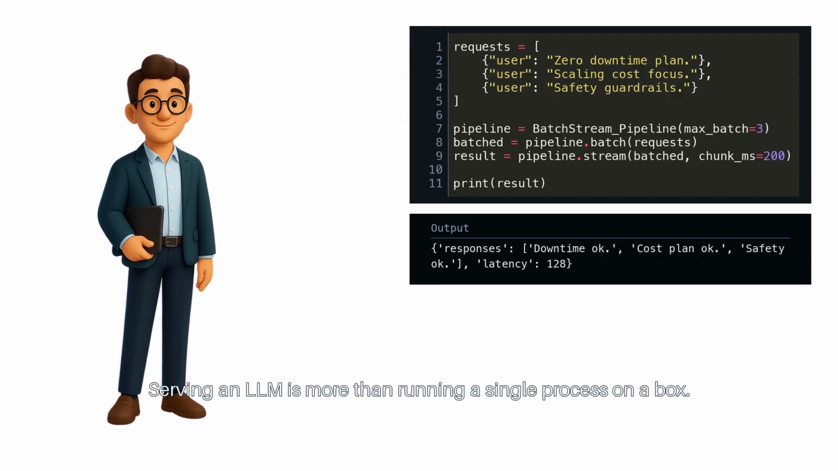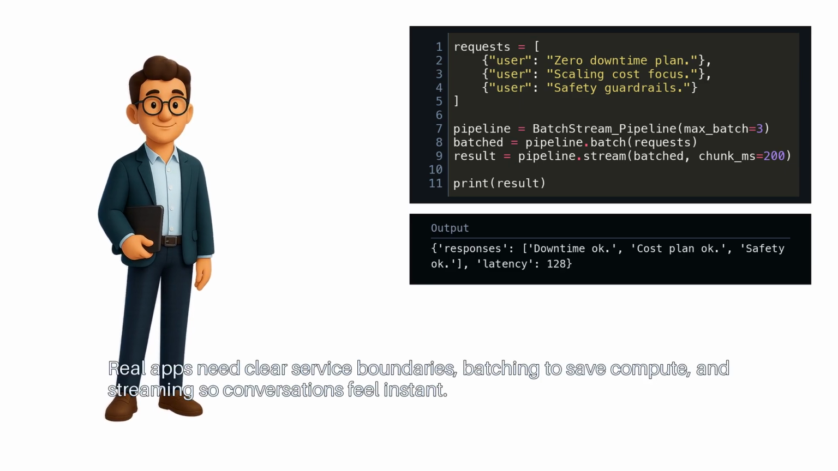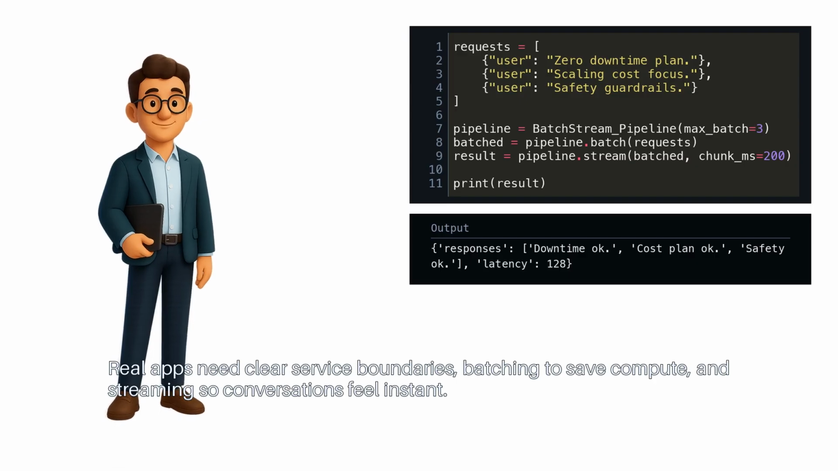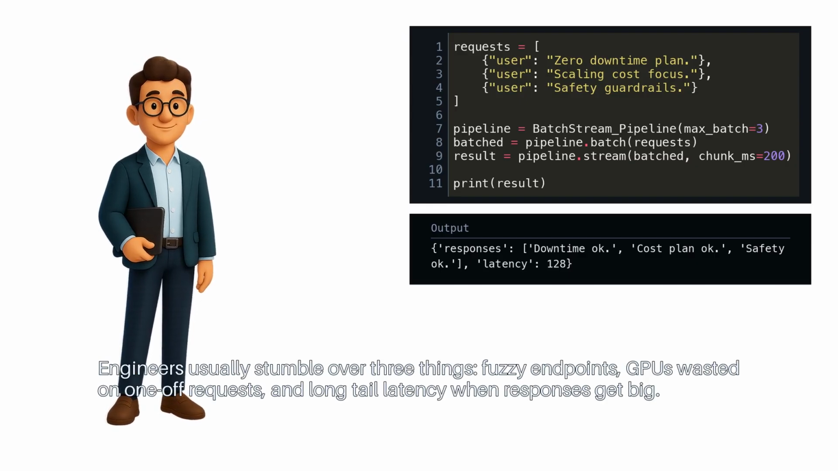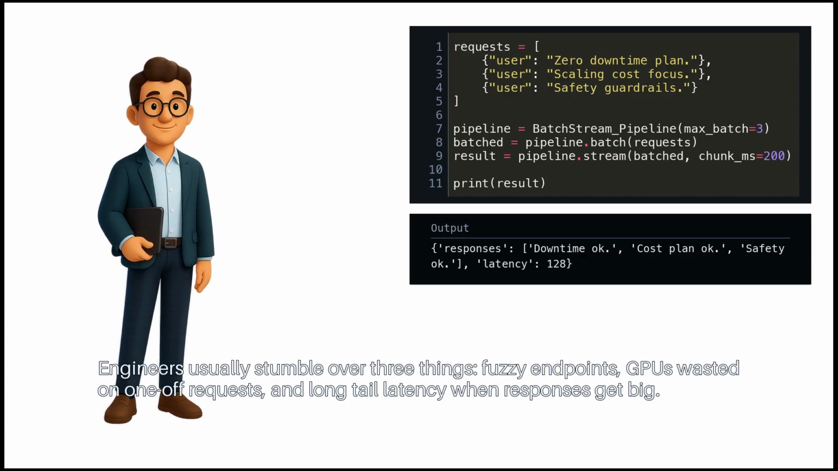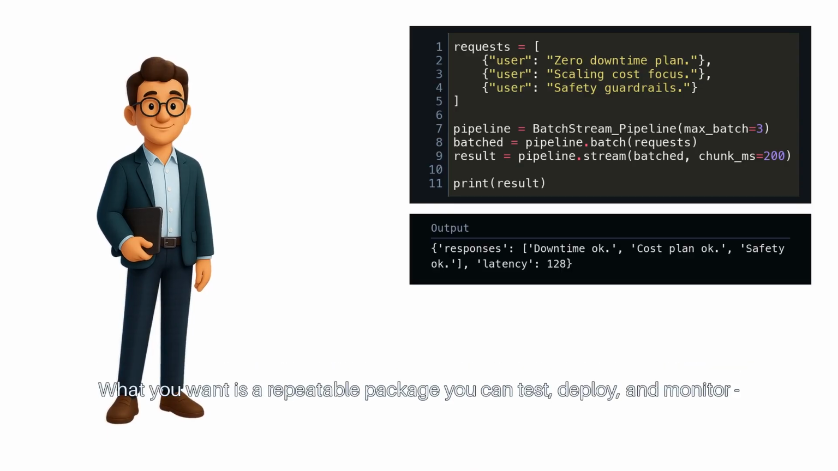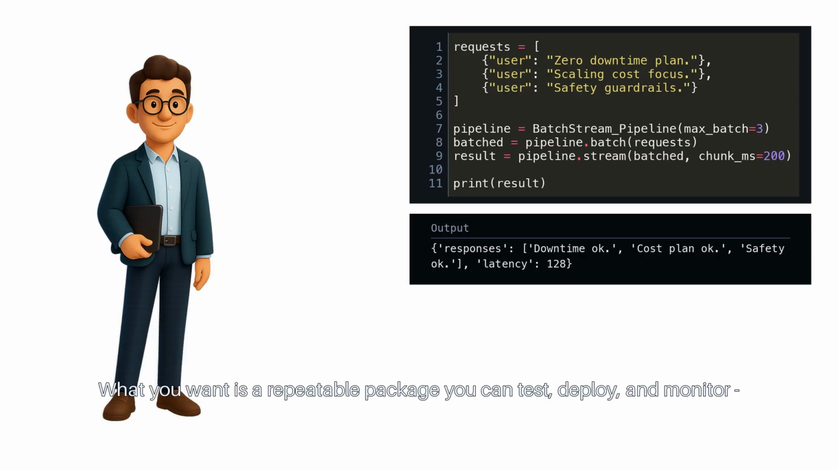Serving an LLM is more than running a single process on a box. Real apps need clear service boundaries, batching to save compute, and streaming so conversations feel instant. Engineers usually stumble over three things: fuzzy endpoints, GPUs wasted on one-off requests, and long-tail latency when responses get big. What you want is a repeatable package you can test, deploy, and monitor.